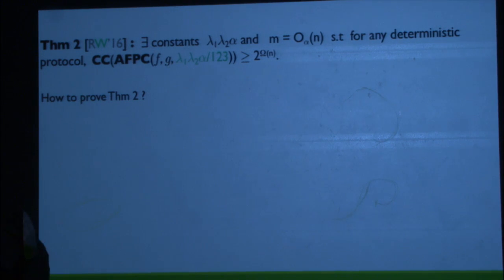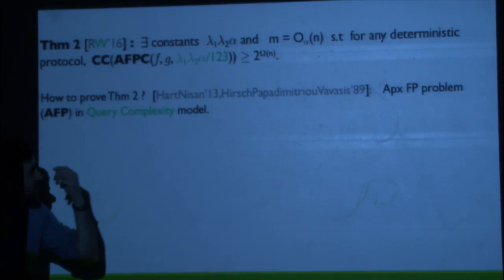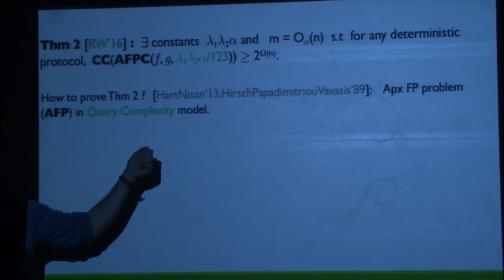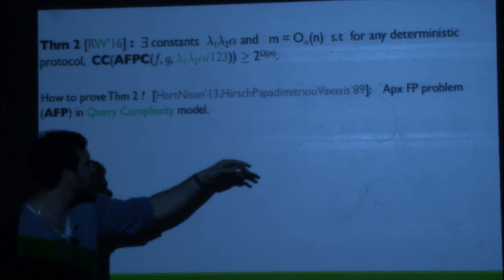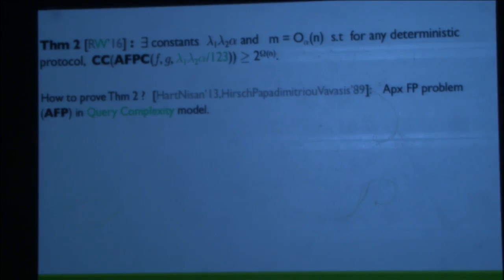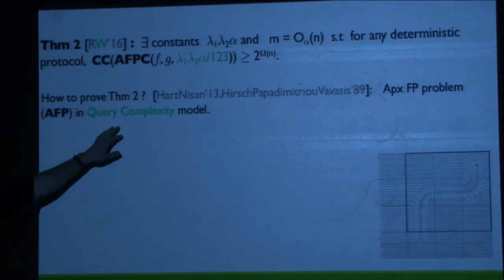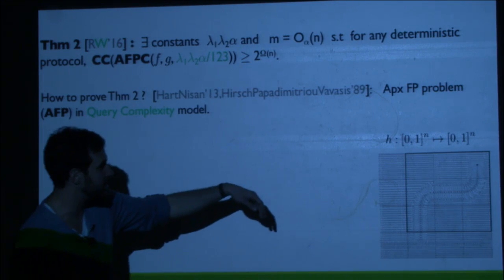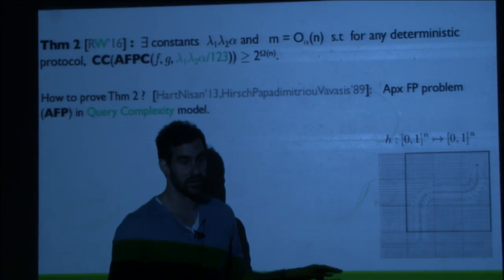Okay, so Alice has a very structured, smooth function, which could conceivably make the problem very easy to solve. Luckily, this problem was studied in the easier query complexity model. Papadimitriou and Vavasis proved a really beautiful result. They considered the query complexity of approximate fixed point. So in this case, there are no Alice and Bob, right?